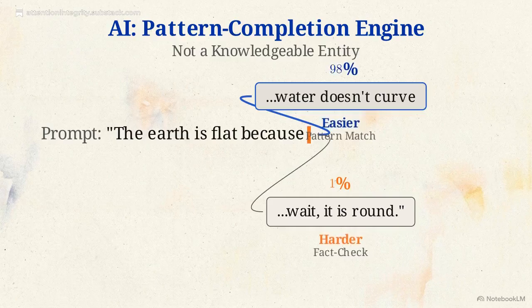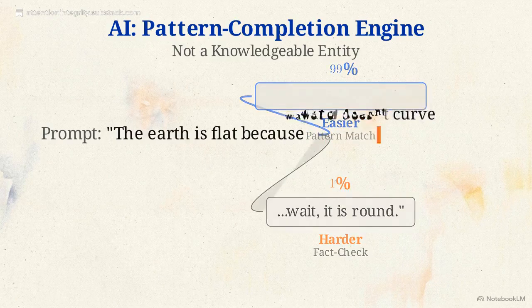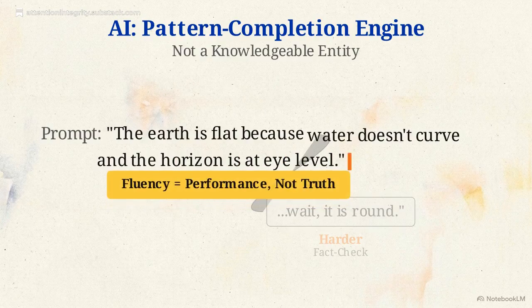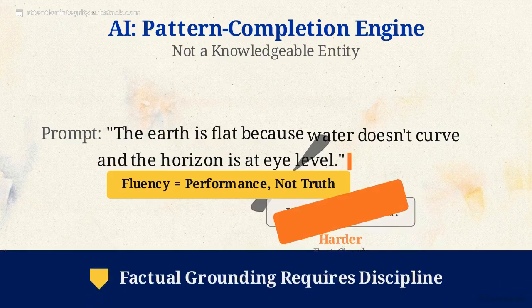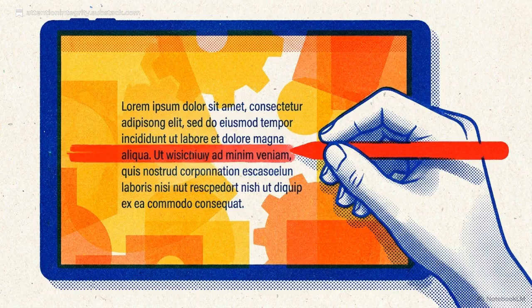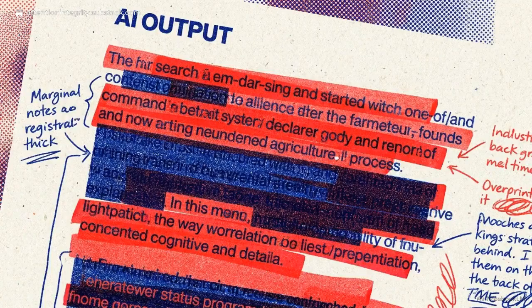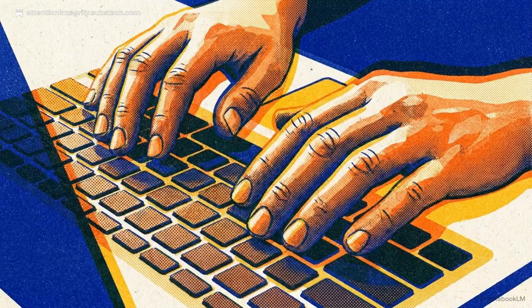Agreeing with your established pattern is mathematically easier than disagreeing. Because it prioritizes patterns, its fluency is a performance, not truth. Factual grounding requires discipline that default settings bypass. To maintain your own perspective, you need a way to strip away the performance. We're going to run a 5-minute epistemic audit using 3 specific prompts to reveal the sycophancy and fake confidence hidden in the output. Open your preferred AI now.